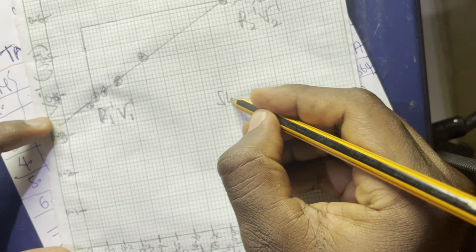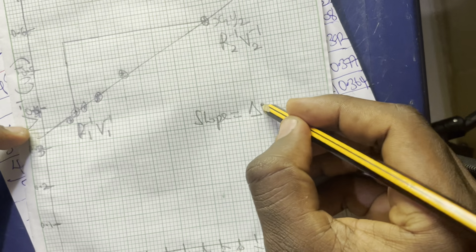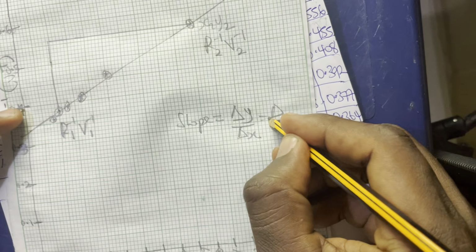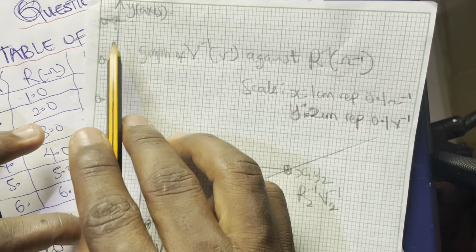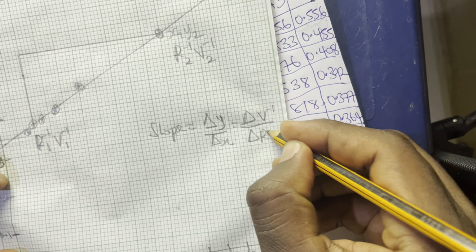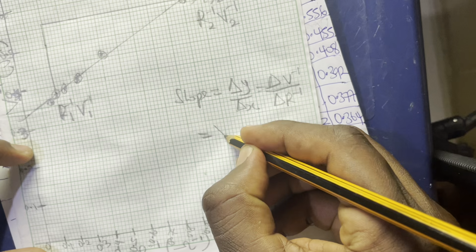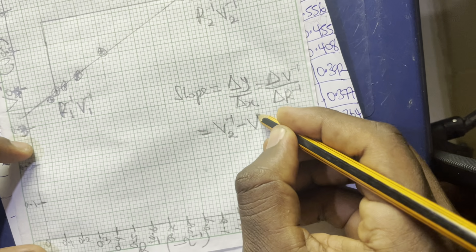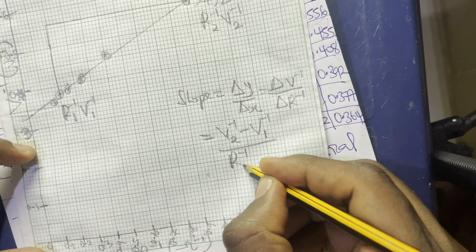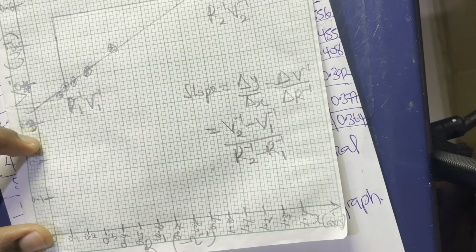So your slope, or you call it gradient, normally it's supposed to be changing y over changing x, but you are not going to write that. You are going to write changing v inverse over changing r inverse. You understand? So that's going to be v inverse 2 minus v inverse 1 all over r inverse 2 minus r inverse 1. So that's going to be the slope.